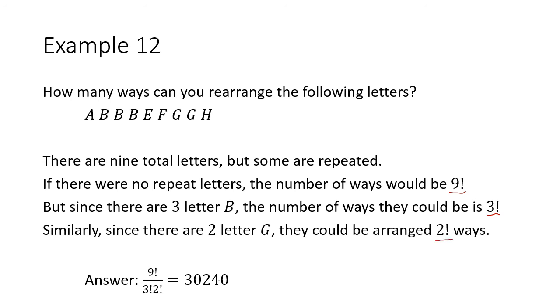And then we set this up as a fraction. We could have gotten 9 factorial, so that's the top of my fraction. But then we need to divide by those two that are repeated: 3 factorial and 2 factorial. Again, just be really careful when you type these things into your calculator. The order of operations matters. You need to multiply those things in the denominator first before you divide. But if you do all that correctly, you should get the answer 30,240.